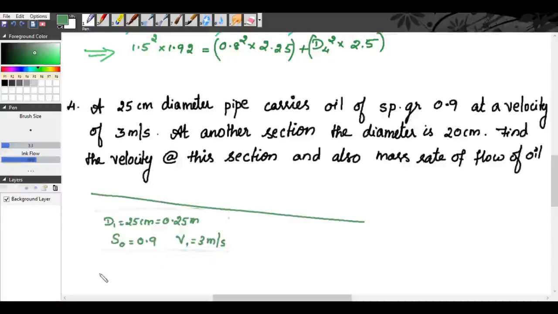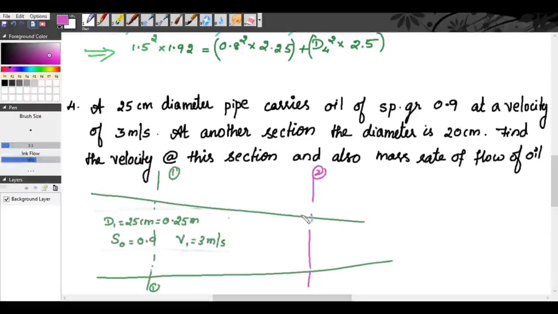Okay. So for the first section, when you take section 1, these are the details. And when you take the second section, we will take the second section here. So at the second section, our diameter D2 is equal to 20 centimeter, that is equal to 0.2 meter. Now find the velocity at this section. We need to find what is V2 and also the mass rate of flow of oil.